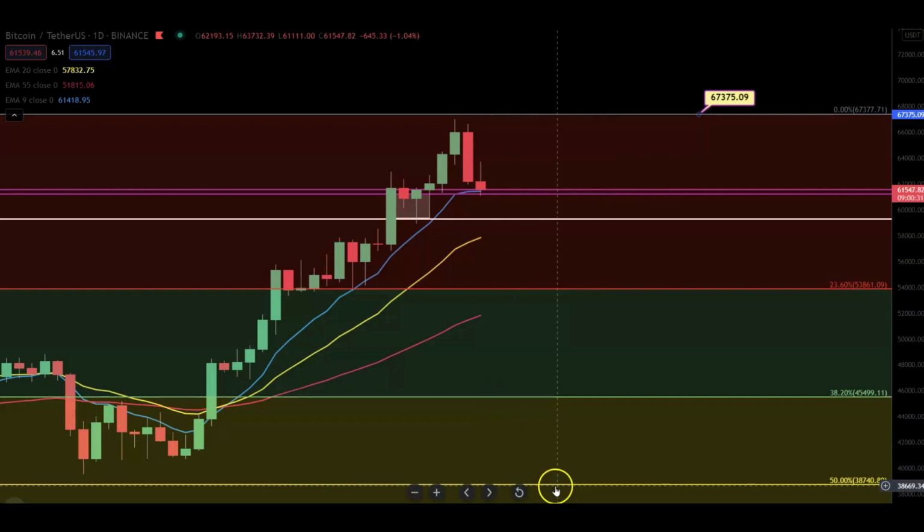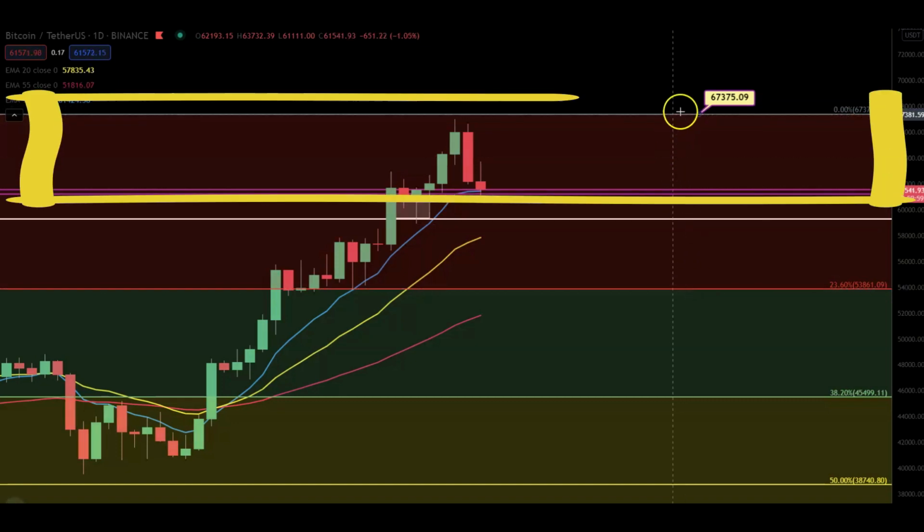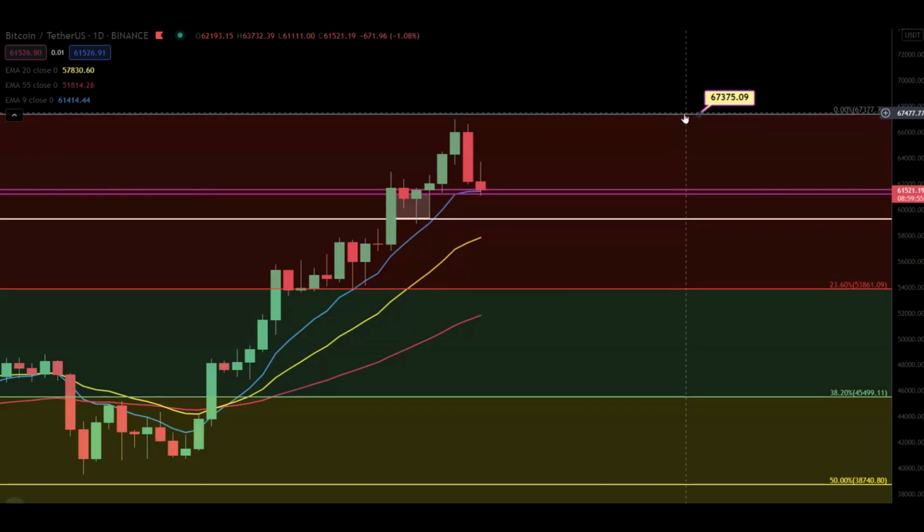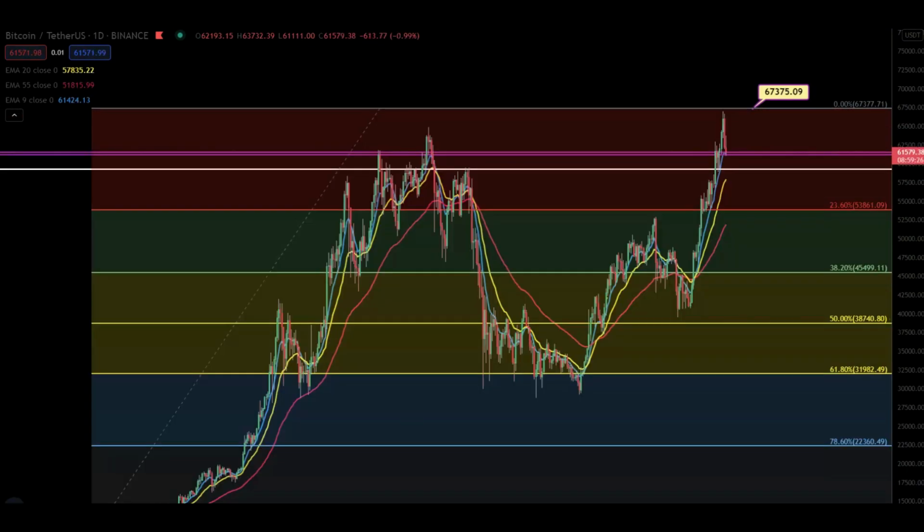I feel we're still within a bull run. We've broken the 50% fib, the 38.2% fib, the 23.6% fib. And I think it's okay to see some consolidation between this 23.6% and right here, our 0% fib, which is our all-time high.